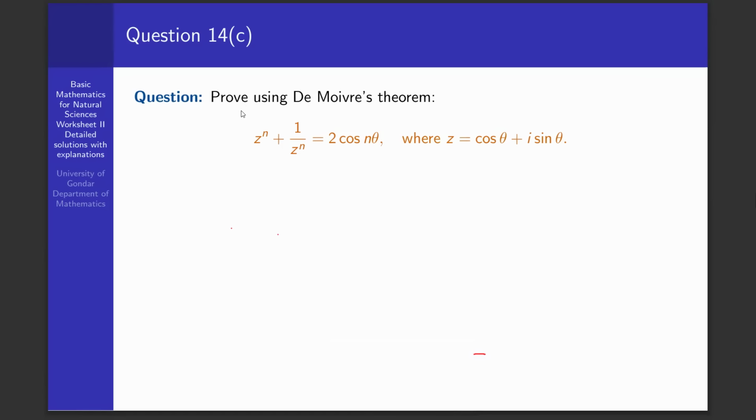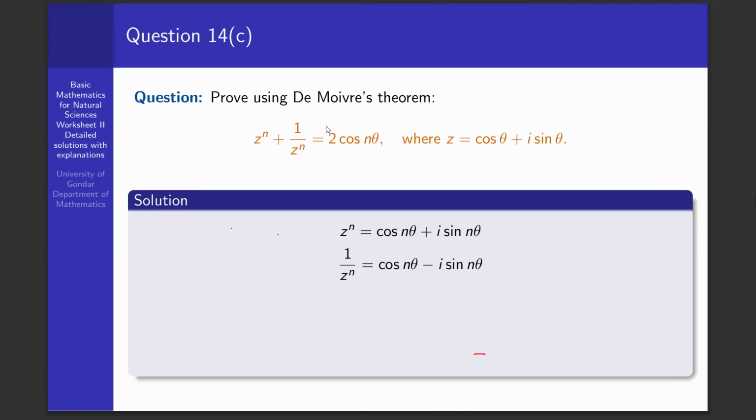Question number 14c, prove using de Moivre's theorem again, that z to the power of n plus 1 over z to the power of n is equal to 2 cosine of n theta, where z is equal to cos theta plus I sine theta. So if we are given z to be this one, then z to the power of n, by using the formula, we have z to the power of n is equal to cos n theta plus I sine n theta.